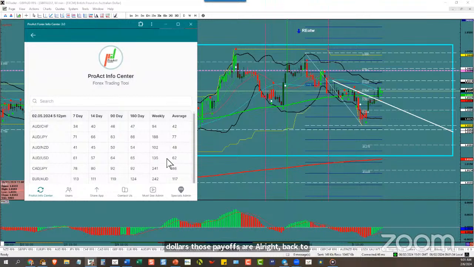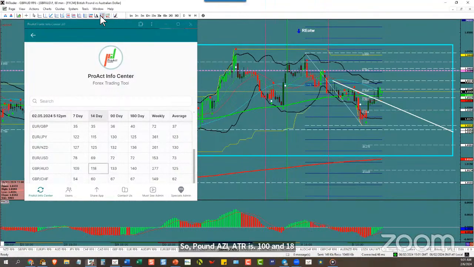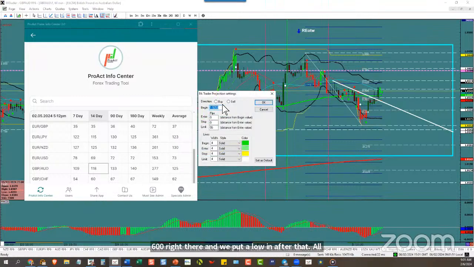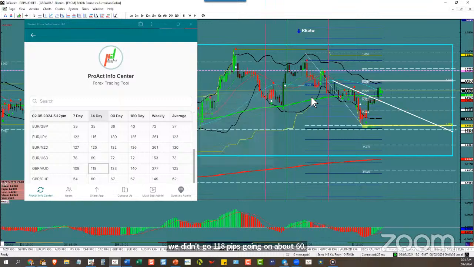So pound Aussie ATR is 118 pips. Find the 5 o'clock candle from yesterday. I've got to find it here. 1600 right there, and we put a low in after that. We didn't go 118 pips. We only went about 60, so we'll go up for 118 pips. And there's the target. We don't have 55 pips left, so it's done right there. I was looking at the UJ and watching if they'd push up to that option, because it appeared it could reach it with the ATR.